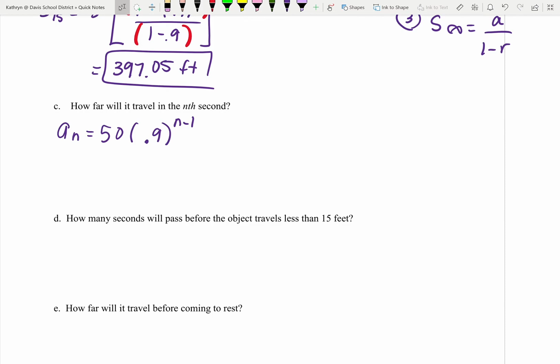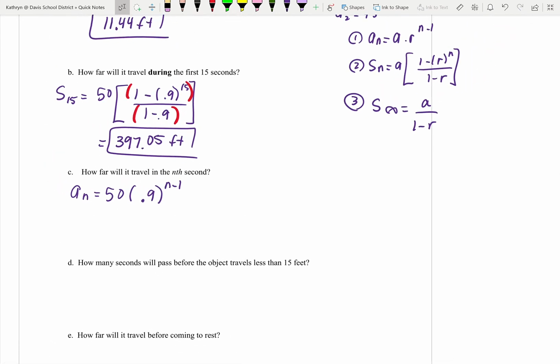Listen to what the question is asking you. The first second, it travels 50 feet. The second second, it travels 45 feet. The third second, it's going to travel less than that, and then less than that, and then less than that. So the question is, how many seconds are going to pass until the feet for that second is less than 15? Who says, now I understand what you're saying? What formula? You tell me, 1, 2, or 3. Specific second. Tell me. 1.